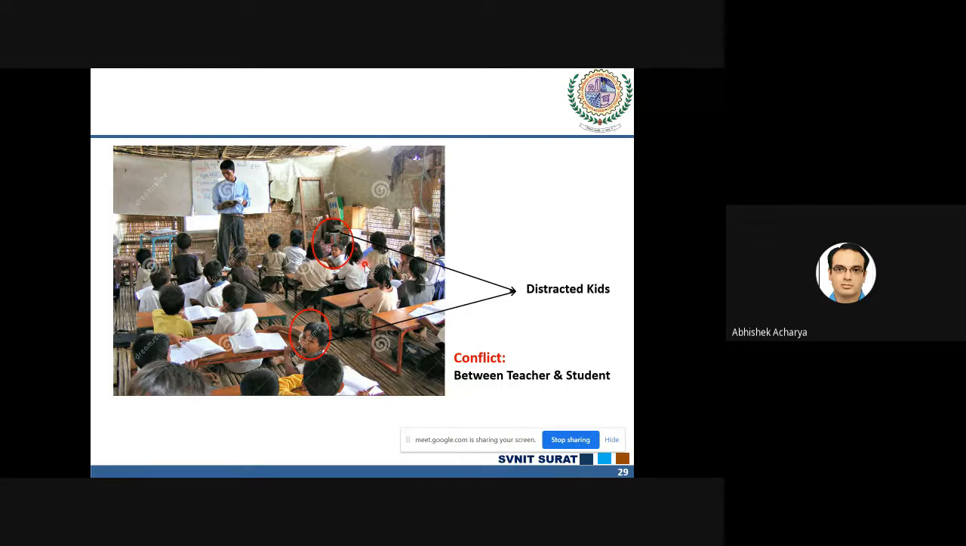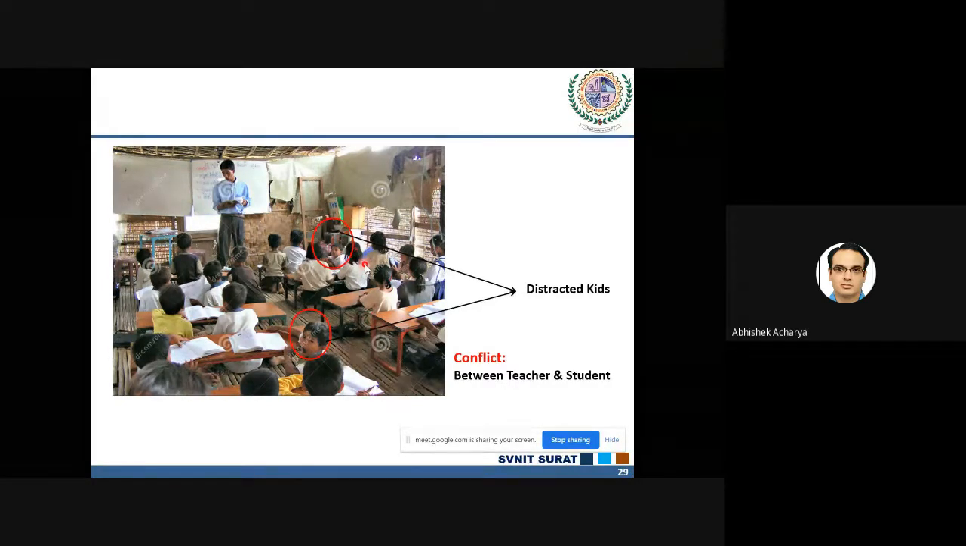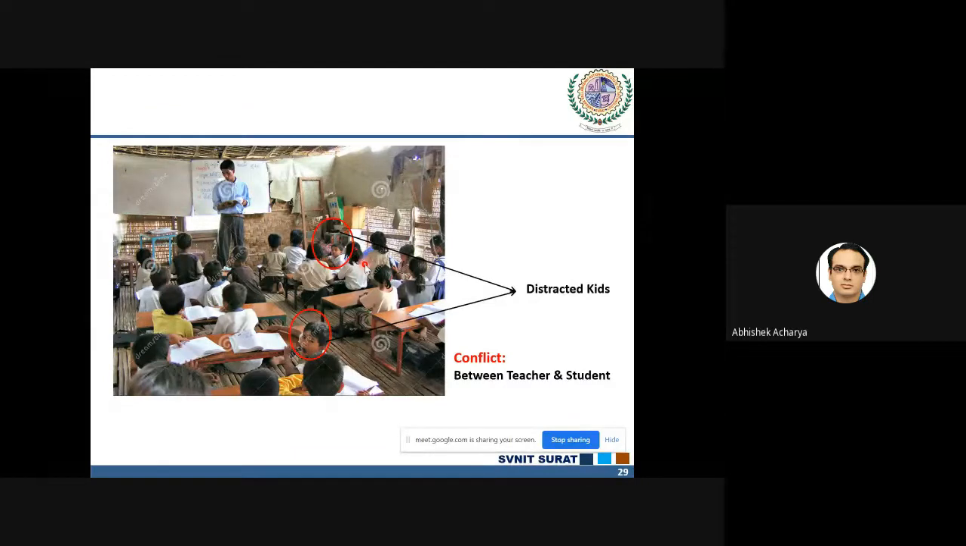The teacher is doing his job perfectly, he's teaching the students, and the rest of the students are paying attention, but these two students are not paying attention. It means the teacher is doing his job perfectly. So then why, if the teacher is doing his job perfectly, are these students distracted? But if students are distracted, it means the teacher is not doing his job perfectly. So everything is correlated here. Let us try to address this problem based on the design thinking process. But here the conflict is between the teacher and the student, and that is for sure.